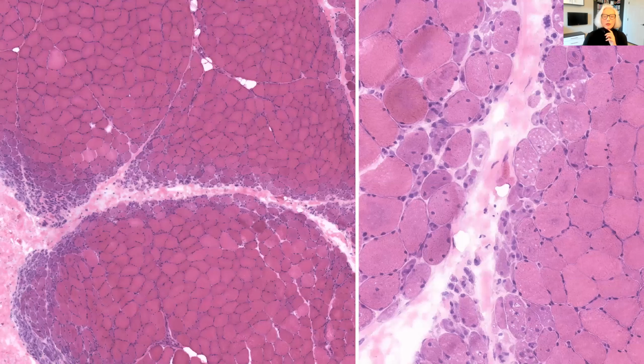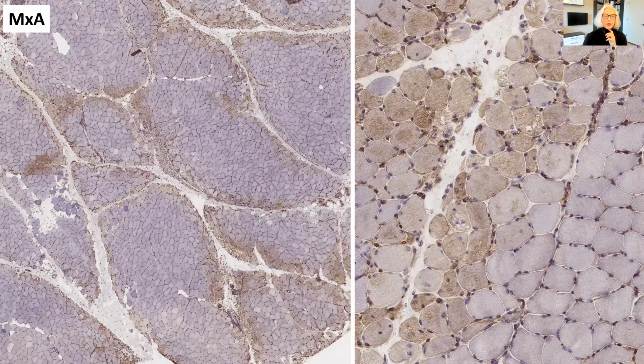Here are two examples now from UCSF. So here, again, a classical case with perifascicular atrophy, and you can see this perifascicular vacuolization. So that's anti-TIF1 gamma. And here is what the MXA pattern looks like. So very nice perifascicular staining with upregulation in muscle fibers.